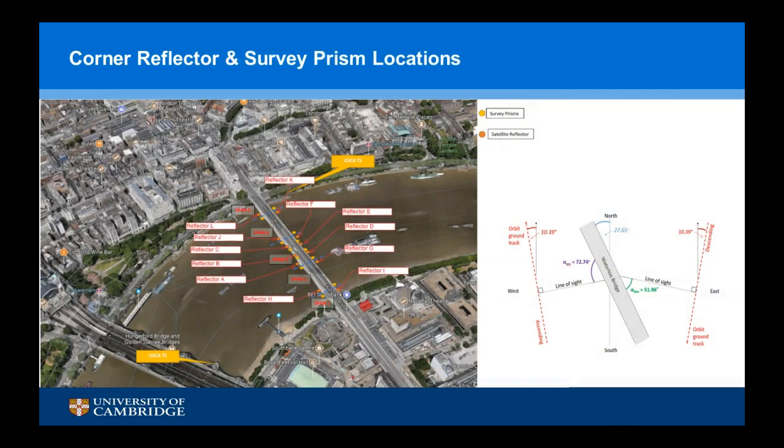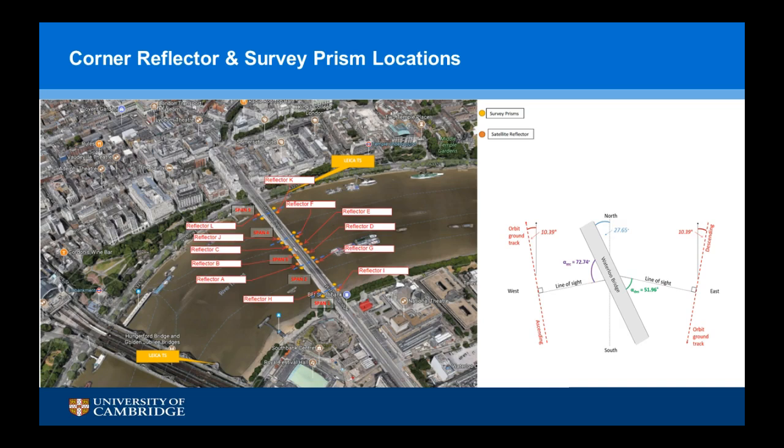As I mentioned, next to each of the corner reflectors, we put an equivalent prism. The automated total stations were located on one of the piers on an adjacent bridge, and on the other side on a building on the embankment. So this total station could read all the movements on this side and this one on the other side.